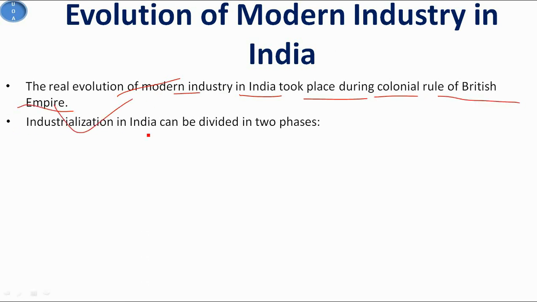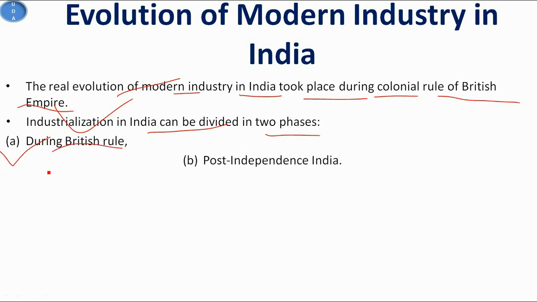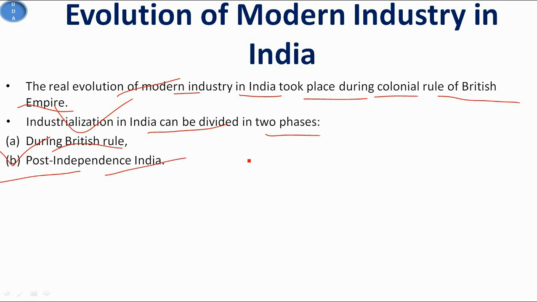The industrialization in India can be divided into two phases. The first phase is during the British rule, and the second one is post-independence India. So first we see during the British rule.